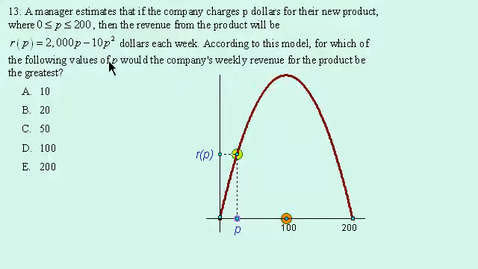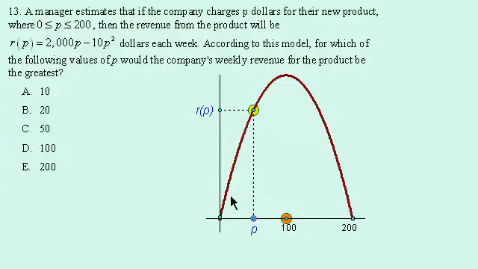Now you can check what they are asking. They are asking for which of the following values of P would the company's weekly revenue for the product be the greatest. They are not saying how much is the profit. They're not asking you to find the value of R(p). They're just asking how many items, which without doing anything you can say should be in the middle between 0 and 200, which is given here. So 100 should be the maximum point.